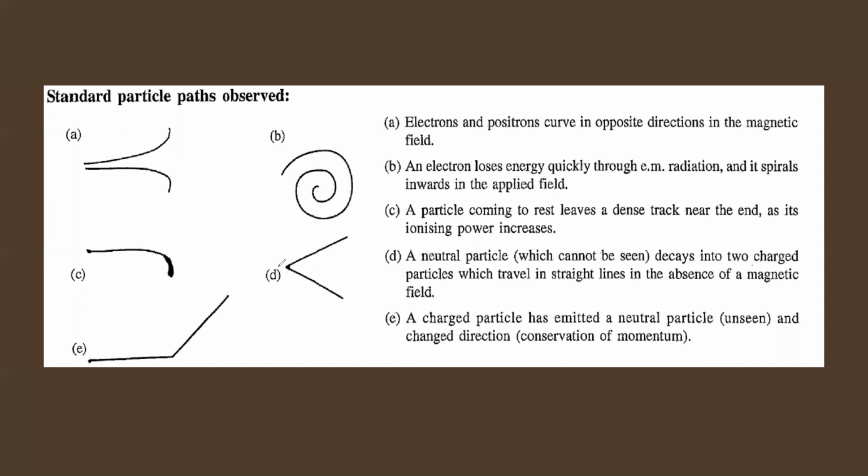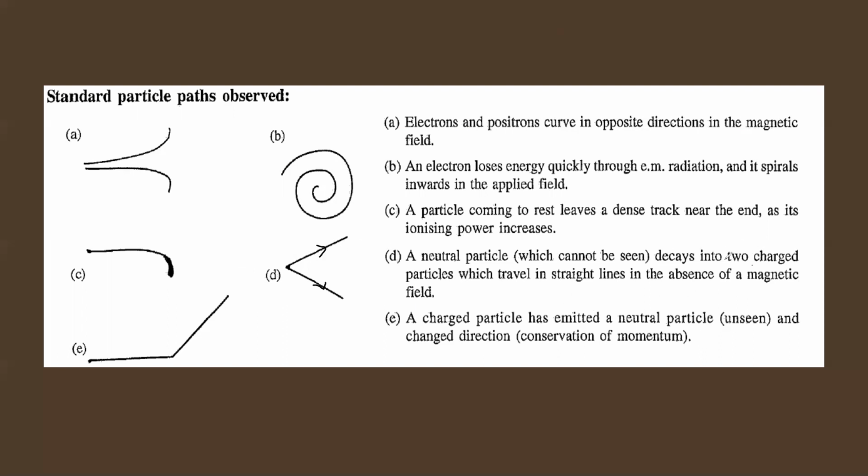For D, because originally there is no path and then it deviates into two, it shows a neutral particle which cannot be seen, because we cannot see a neutral particle, only a charged particle can be seen. But it gives two tracks in opposite directions.